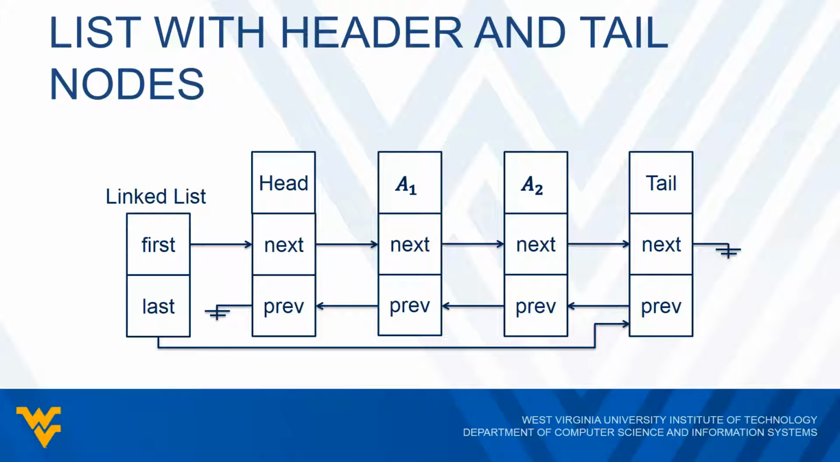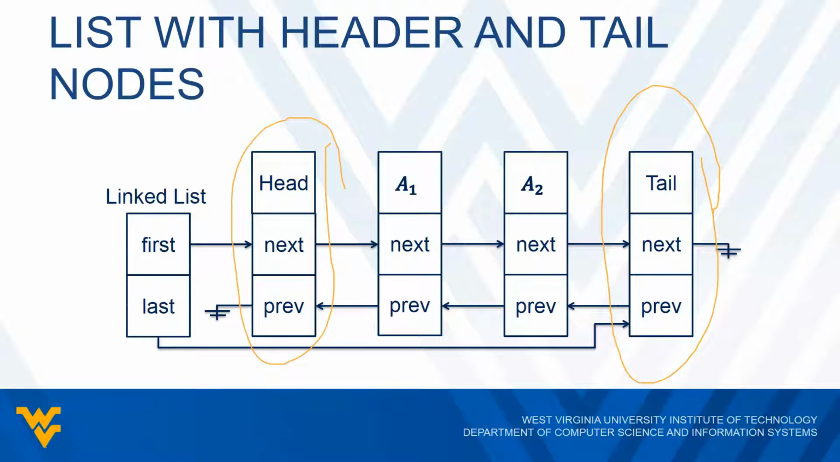Here's an example of a linked list with header and tail nodes. Notice that we have our header node right here, and our tail node is right here. And all the main nodes are between the header and tail. So in this case, we have two nodes in our linked list. We have our first link point to the header, and we have our last link point to the tail node. So then we can use these as the starting points with our iterator to traverse through the list backwards and forwards.